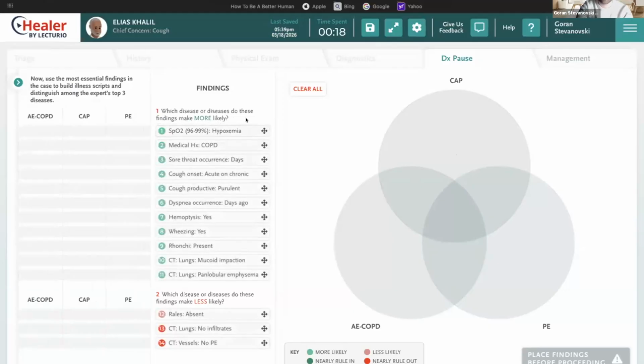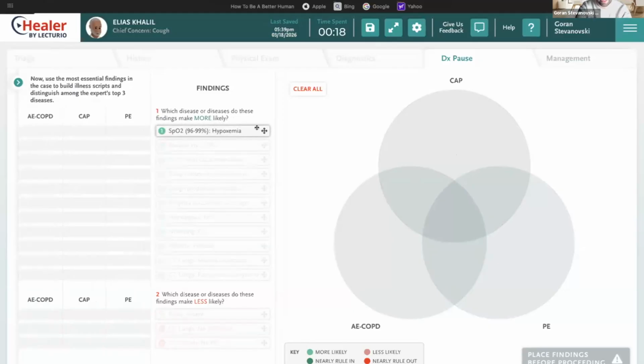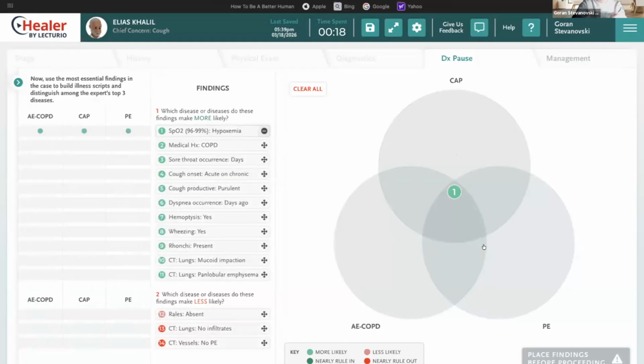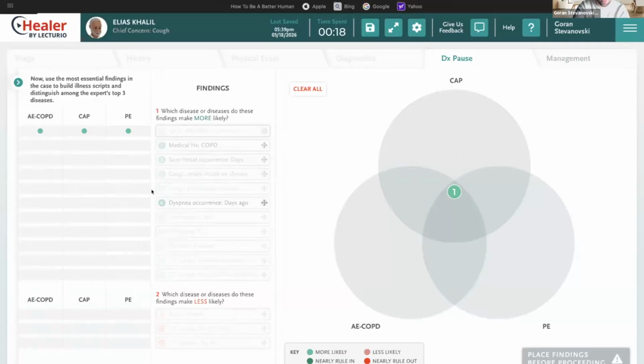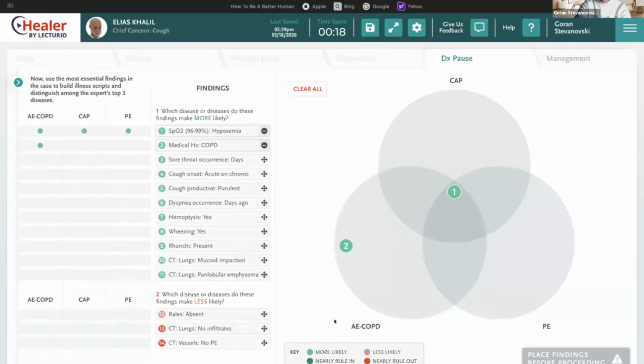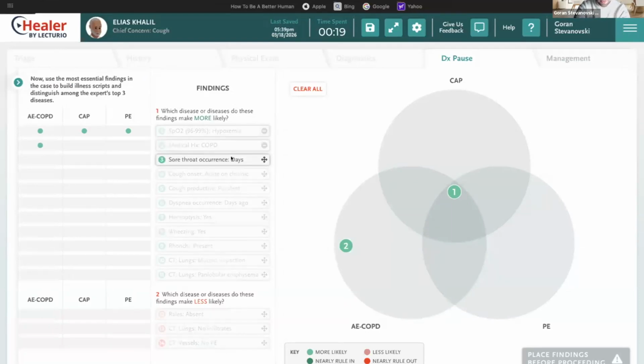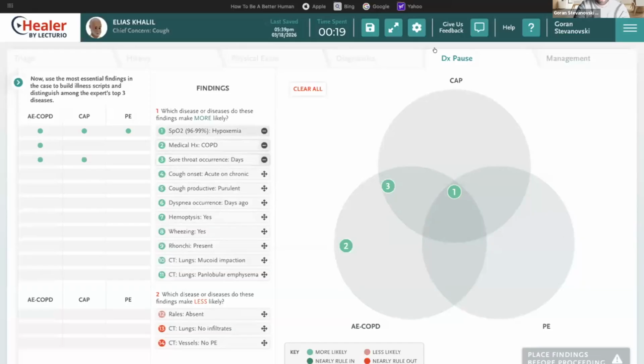So let's say which disease or diseases will make this finding more likely. Hypoxemia, let's say, can be found everywhere. By everywhere, I mean these three diseases. So that can go there. You can also click through here if you want to. So COPD makes it more likely to be an acute exacerbation of COPD. Sore throat occurrence in days, let's say here, right? So we could really add these and create our own Venn diagram and kind of finalize this illness script. And I would say that this is the part where you can really see how your learners are thinking.